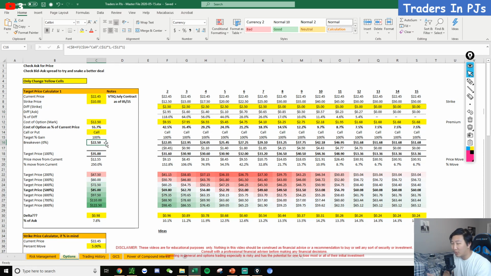So if you pay $12.50, multiply that by 2, which is 25, then you add it to the 10. And so in order to make 100% on your investment, you have to reach $35. In order to make 200% on your investment, you need to reach 47.5, so on and so forth.